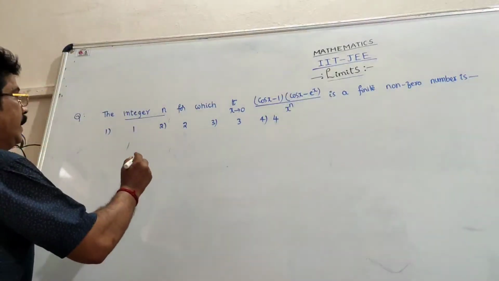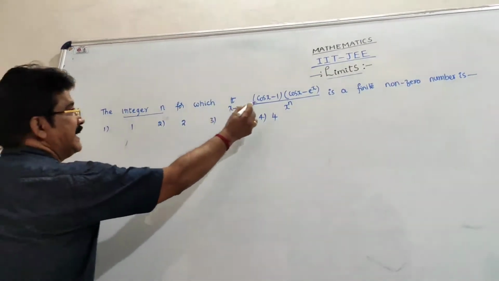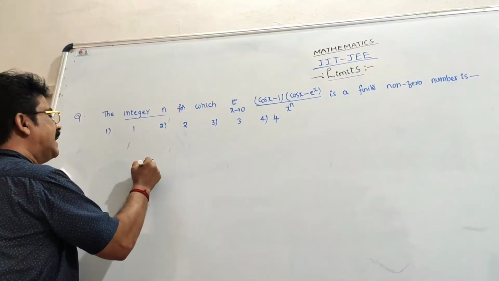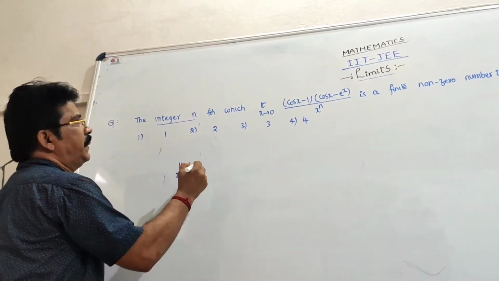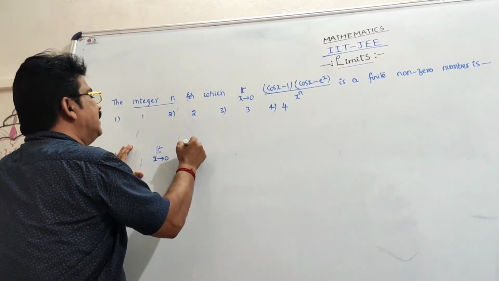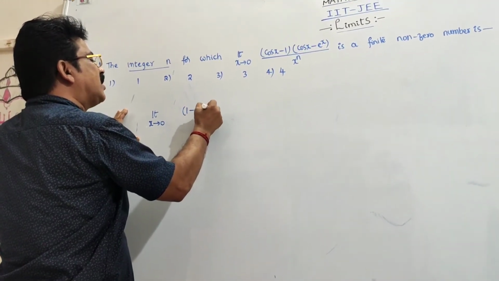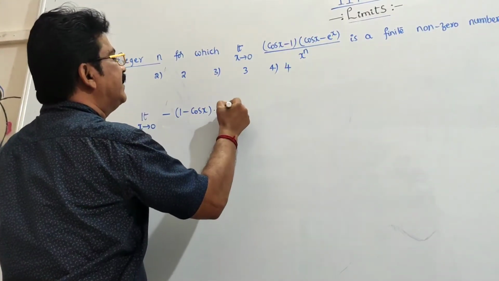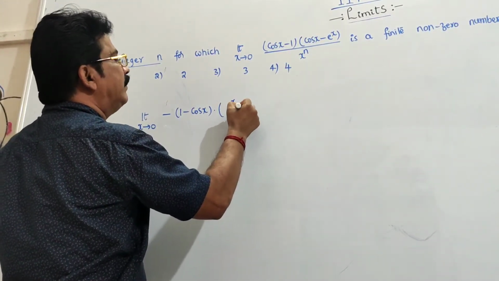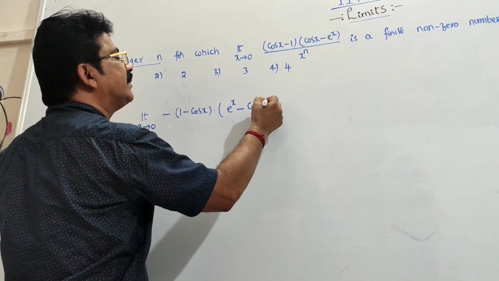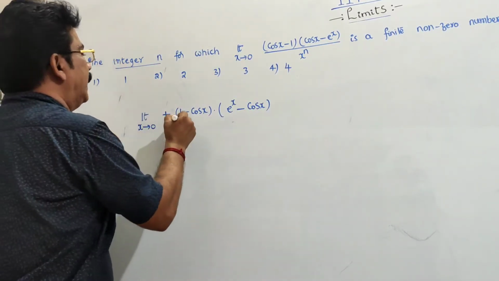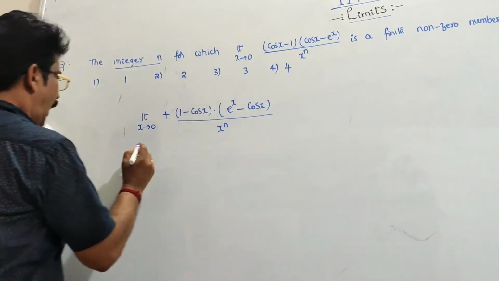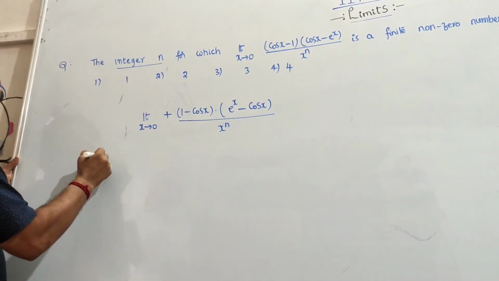Okay. Here cos x minus 1. First we will write this as limit x tends to 0, minus (1 minus cos x) times, it can be written as (e^x minus cos x), so minus minus plus, divided by x to the power of n. Okay. This is the simple question.